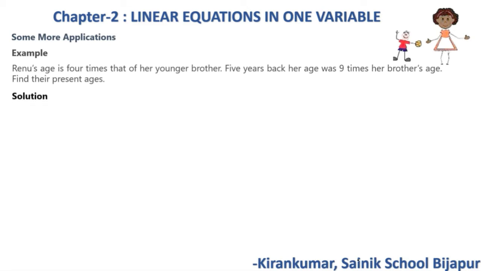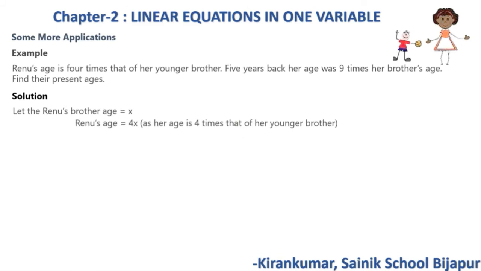Let me consider Renu's brother's age as x years. So Renu's age will be 4 times of x, so it is 4x. 5 years back, her age was 9 times her brother's age. So 9 times of x minus 5, which will be equal to 4x minus 5, because our present age is 4x. So 4x minus 5 will be the age before 5 years.